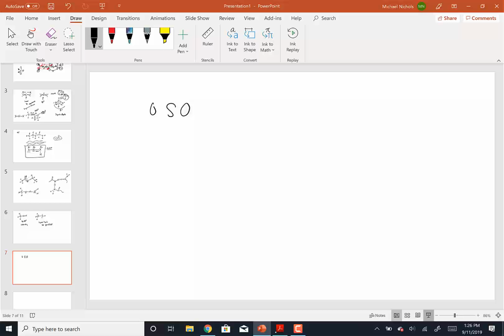I heard it. Lewis dot structure. So let's write a Lewis dot structure for SO2. Why don't you do that for a moment, and then you can tell me what the Lewis dot structure is for SO2. Sulfur and oxygen both have 6 valence electrons. So what would the Lewis dot structure look like?